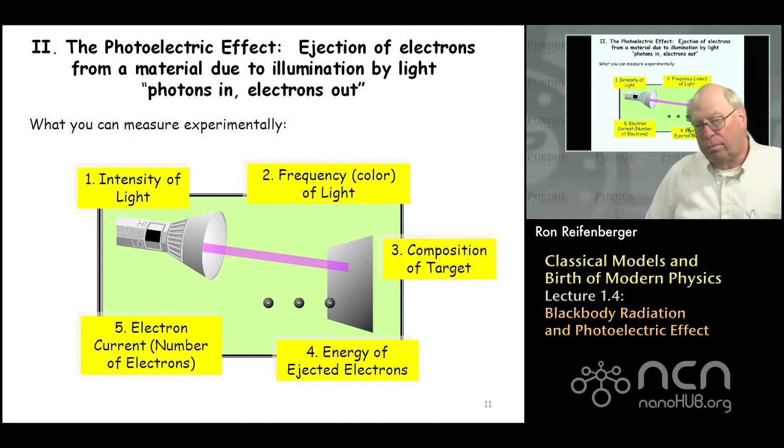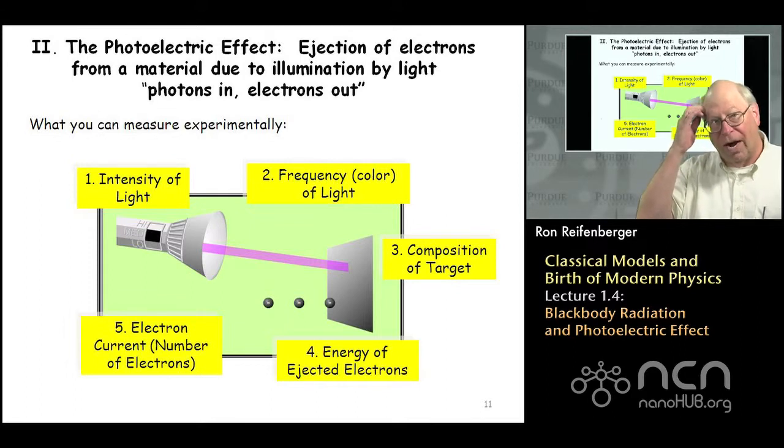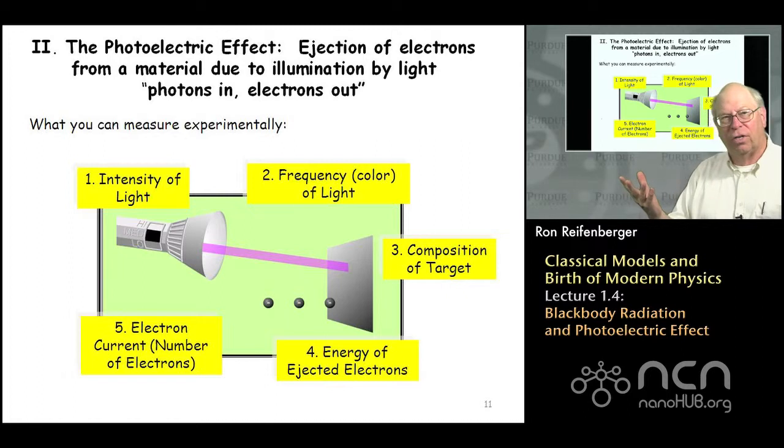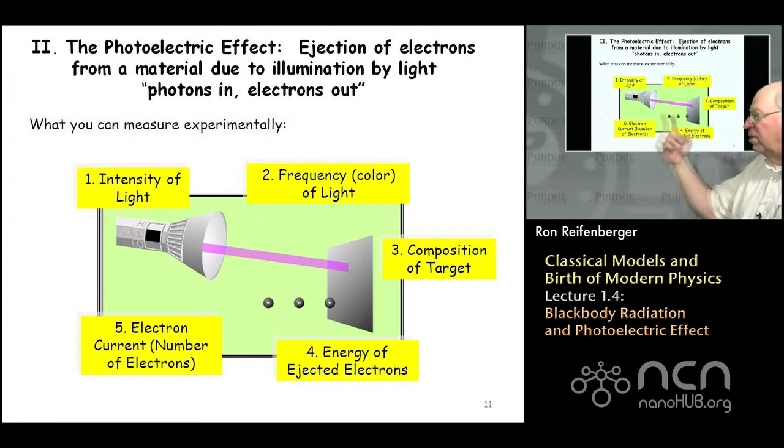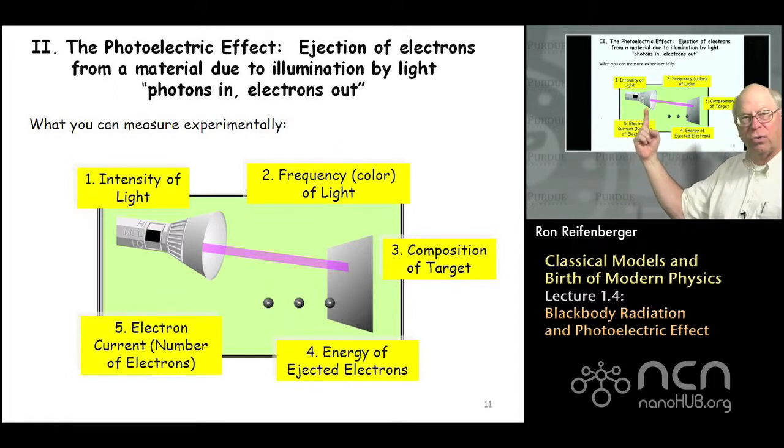And this is an experiment that was done in the late 1800s. It produced a surprising result. And what it basically did is it produced an electron current from light. And the way the experiment works is you have a source of light, you illuminate a target, a metal target with that light, and then you collect electrons that are ejected from the metal target. These electrons form a current.